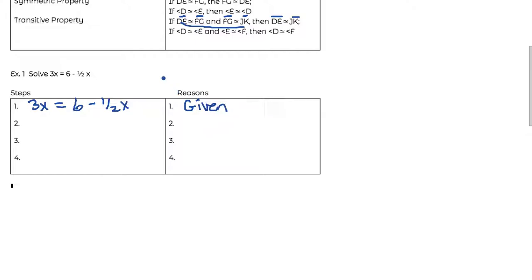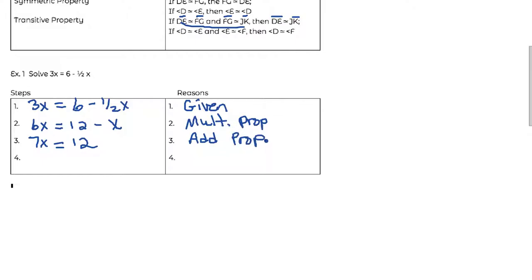And you write over here the reason for that is it's given. And now we're just going to proceed to solve this equation like you were in algebra class. And in algebra, we always got rid of the fractions, or we should get rid of the fractions. We're clearing the fractions. We're going to multiply every term in the equation by 2. So we get 6x equals 12 minus x. And the reason that we were allowed to do that is the multiplication property of equality. So we can just say the multiplication property. Then we would add x to both sides, so we get 7x equals 12, and that's the addition property. You could say the addition property of equality, or just the addition property.